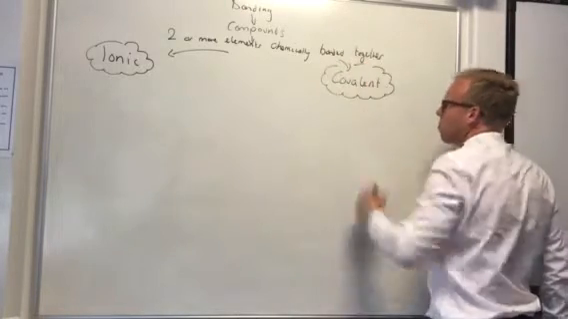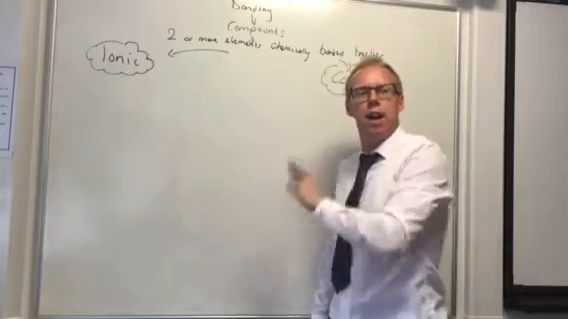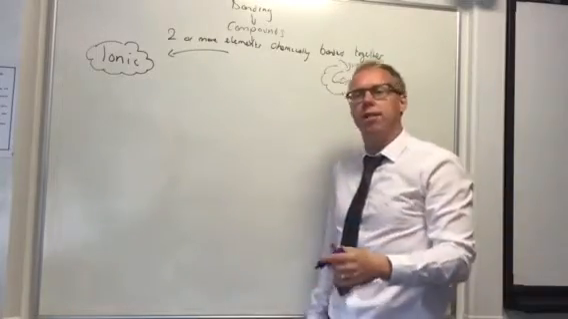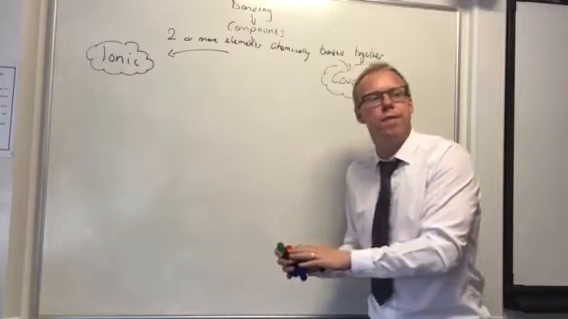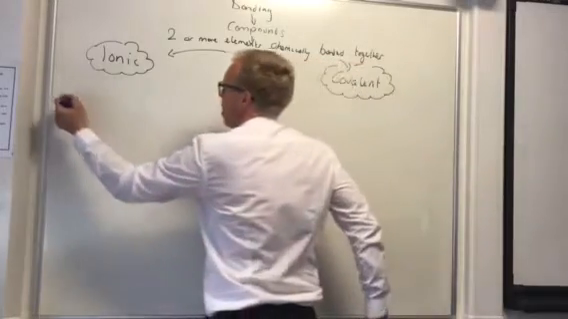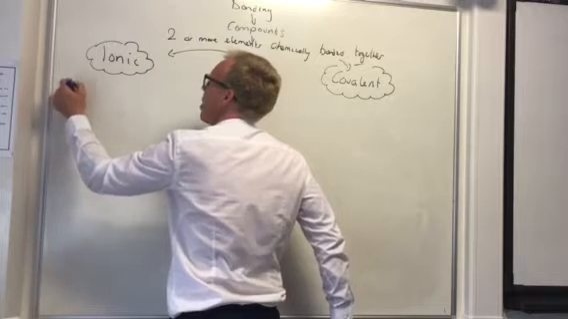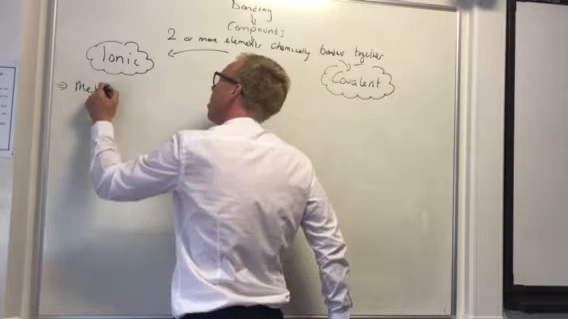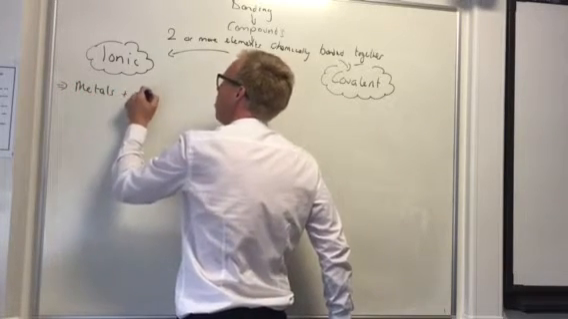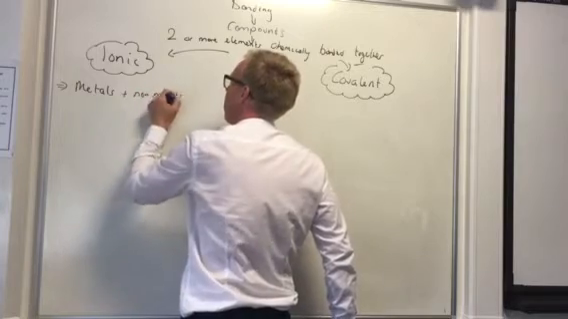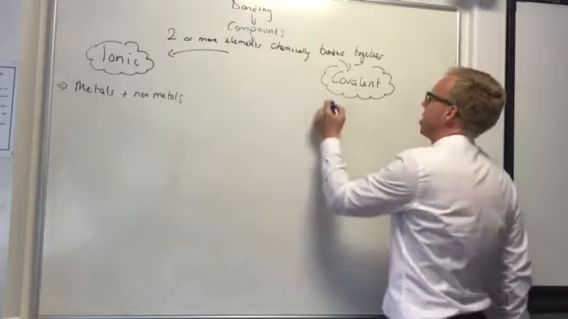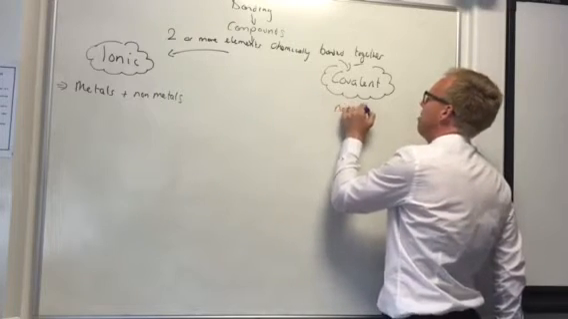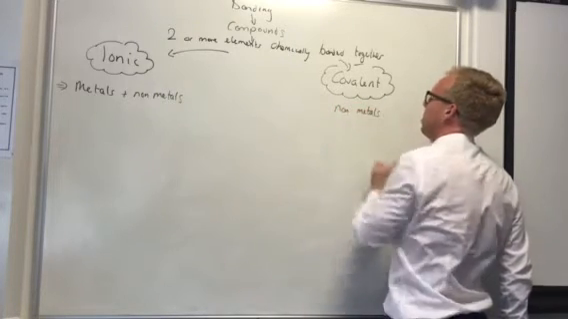Now, covalent and ionic are our two types of bonding, and I want to talk about the features of them. We'll try and almost draw them as they're being formed. Right, first and foremost, I need to bear in mind that ionic compounds exist between metals and non-metals, whilst covalent bonds exist between non-metals. Okay?